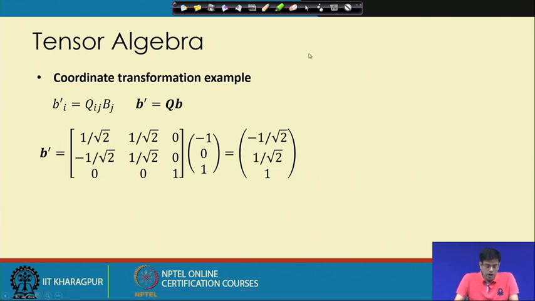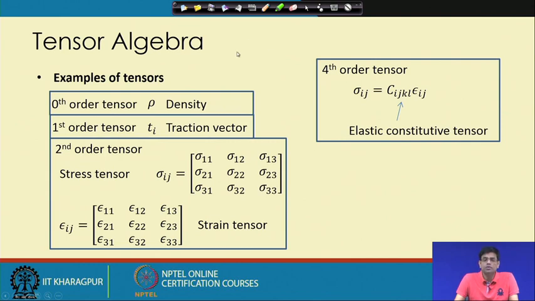So, now some examples of the tensor. What we have learned is the scalar is a zeroth order tensor, which I have already discussed in the last class. So, density is a scalar. It has no direction. First order tensor, traction vector.